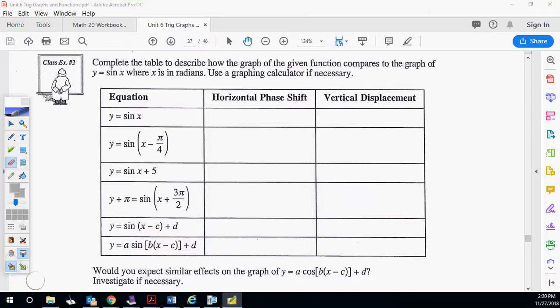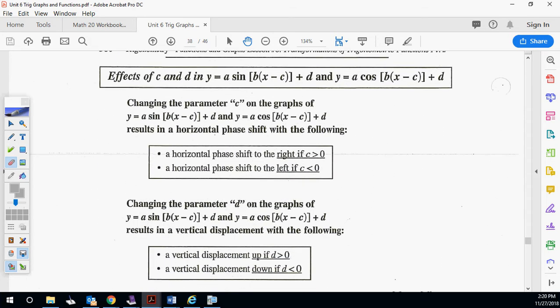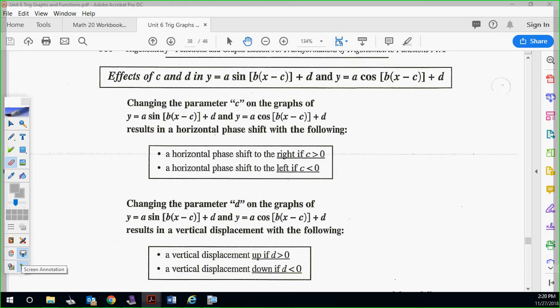All right, summarize. So in summary, C refers to our phase shift. We go to the right when C is bigger. Now remember, this is thinking opposite because it says minus C. So just remember that they talk about it in a flipped way. We just know that once we see a minus, we think move right. When we see a plus, move left. That's kind of how we think about it.